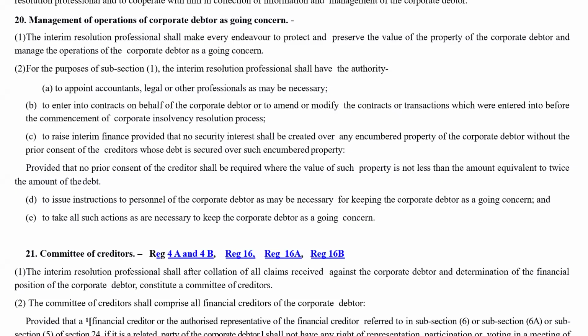To raise interim finance, provided that no security interest shall be created over an encumbered property of the corporate debtor without the prior consent of the creditors whose debt is secured over such encumbered property. So the term interim finance has also been defined. The term interim finance is defined in section 5, subsection 15. So it says interim finance means any financial debt raised by the RP during the insolvency resolution process period. Right? So because the company is in financial trouble, some financing may be required.